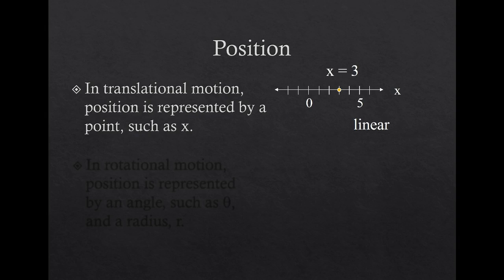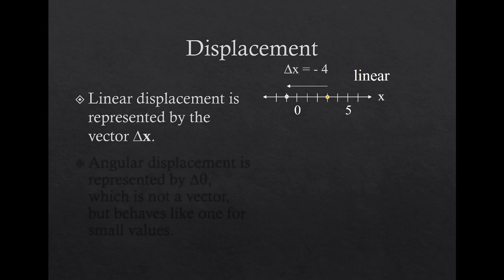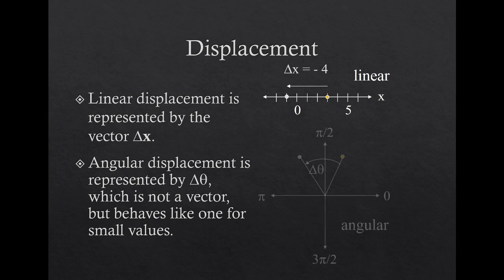So, in translational motion, we usually represent position by just a point, such as x. But in rotational motion, position is represented by an angle, theta, and a radius, r. Now, the linear displacement is represented by a vector, delta x. But angular displacement is represented by delta theta. It's not technically a vector because you can either go clockwise or counterclockwise, but it behaves like one for very small values, okay? And it's also not a vector because it's going in a circle, not in a straight line, okay?